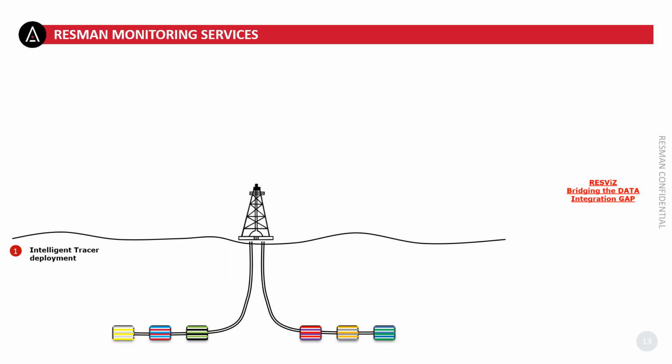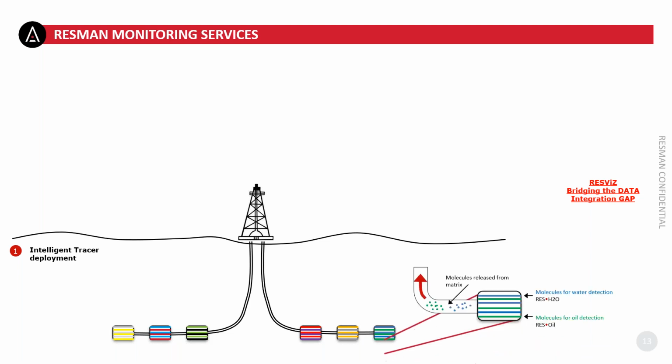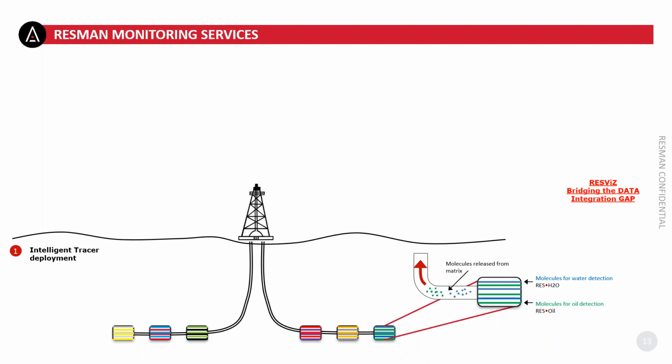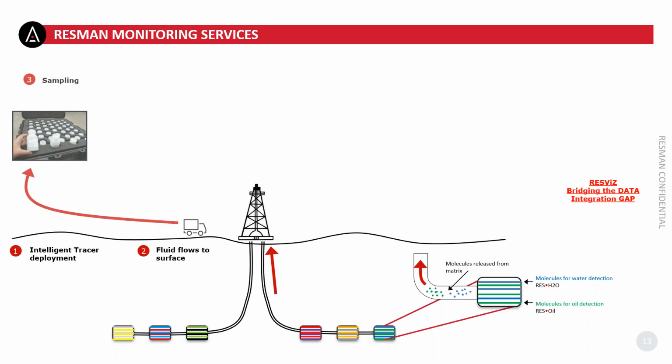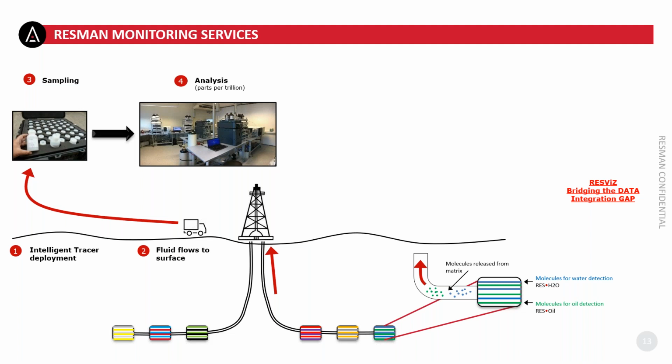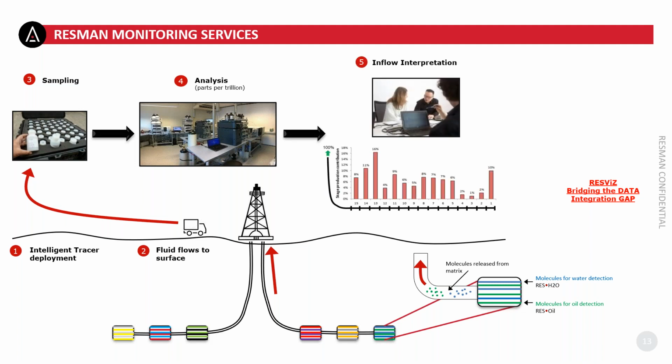Now, just to put the whole concept in perspective, the process is: we get the tracer systems and run them into the wellbore. The tracer systems start releasing into the flow. You start collecting samples at surface, and then once collected, we take them to the lab and analyze them. Then we perform an inflow interpretation where we look at the transient analysis or the steady state analysis.